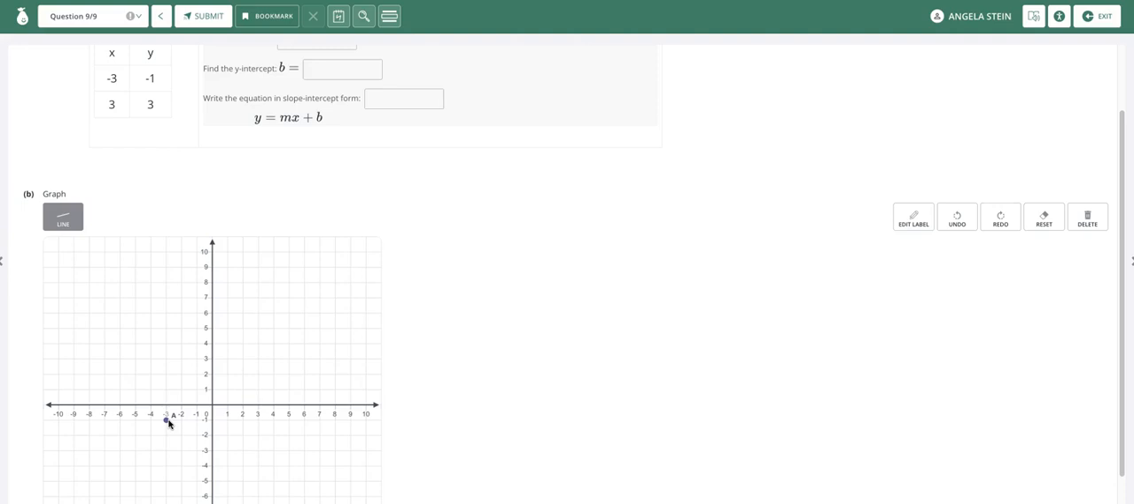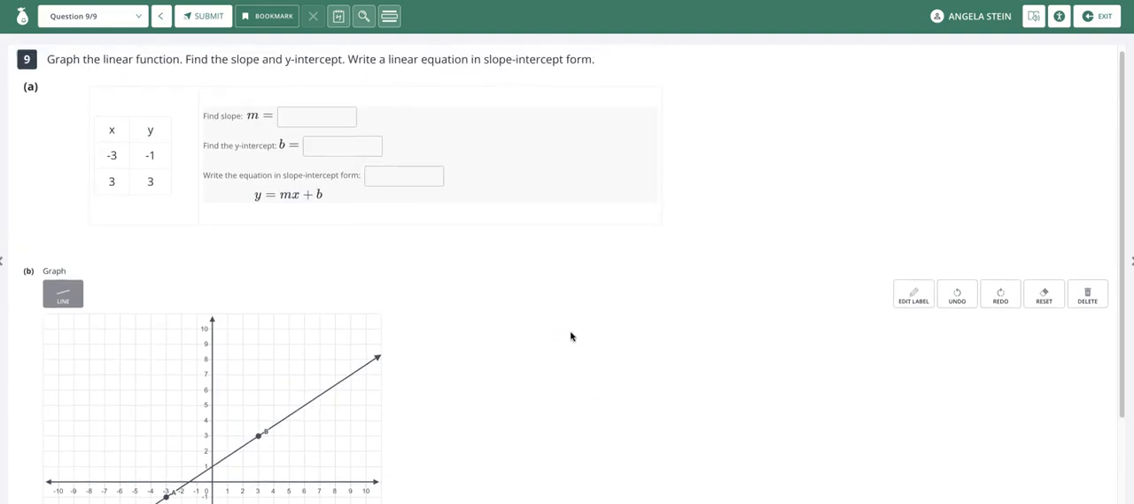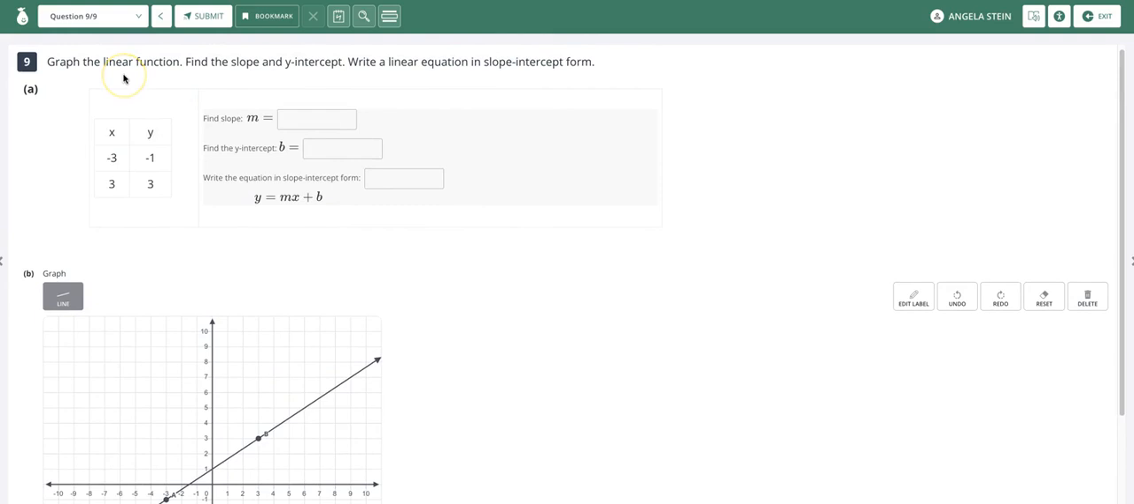And the second coordinate is 3, 3. So I'm going to go to 3, which is positive, so over to the right 3, and then 3 on the y is also positive, so 3, 3. And when I click the second coordinate, it will automatically draw the line for me, which is great. Here next, we want to go ahead and finish the problem. So we have it graphed, step 1.